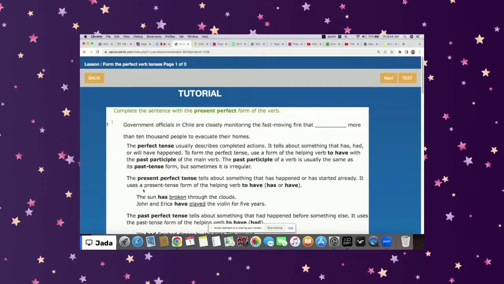Now we have some examples here. The sun has broken through the clouds. John and Erica have played the violin for 5 years. Now, this is for present perfect tense. So take note that the present perfect tense tells about something that has happened or has started already, and it uses has or have.